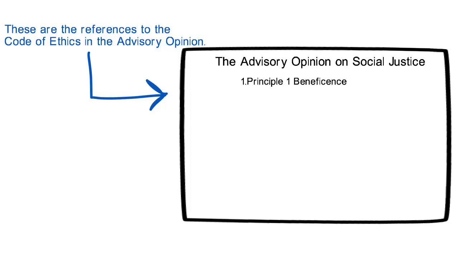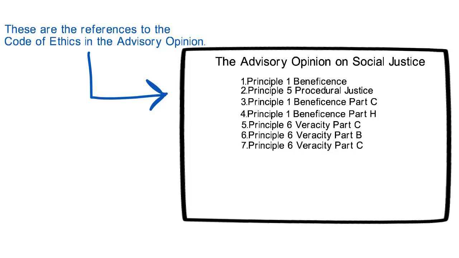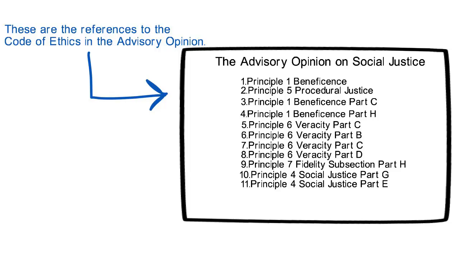This list presents anyone who reads the advisory opinion with 2 curious facts. The first is how often principles other than social justice are mentioned in the document. The second is how few references there are to Principle 4 itself. It's curious that in writing an advisory opinion on a new and controversial ethical requirement, the Ethics Commission would give so little attention to social justice.